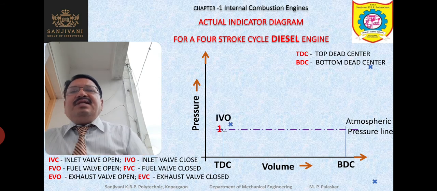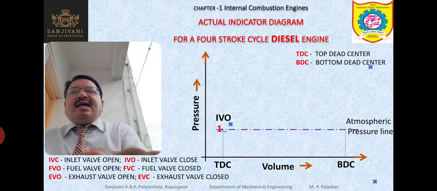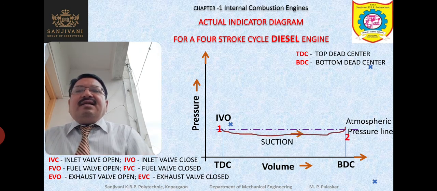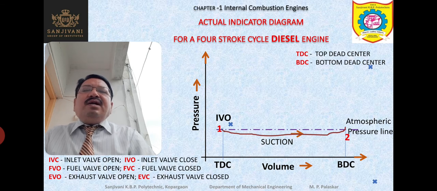Okay, the first process is the suction process. It starts with the opening of the inlet valve. IVO means inlet valve open. So at point 1, but actually the inlet valve opens before point 1. Point 1 indicates the position of the piston at TDC, top dead center. But some small angle before that, the inlet valve is opened, and then when the piston is moving from the top dead center to bottom dead center, the suction stroke takes place. So this is the suction stroke from 1 to 2, and you can see this curve which represents the suction is below the atmospheric pressure line.